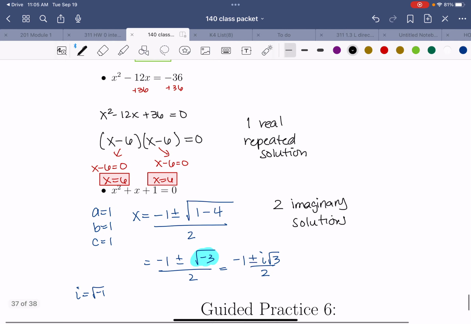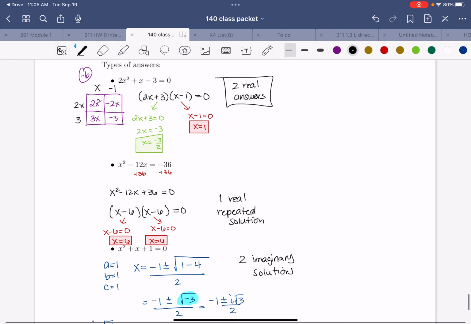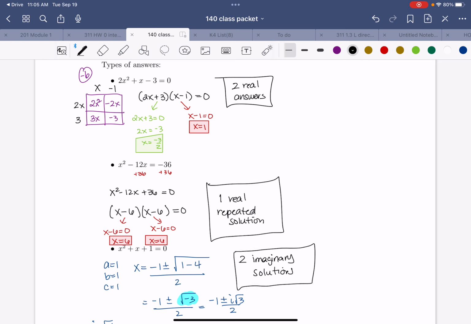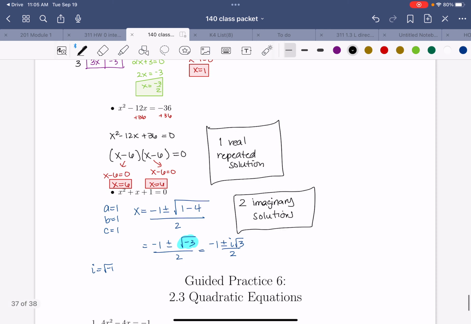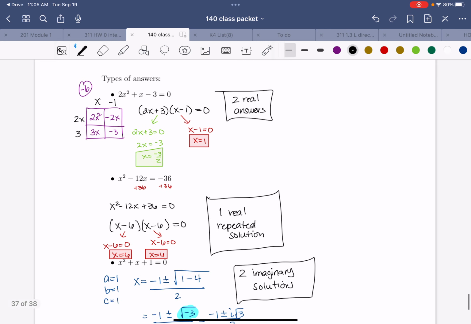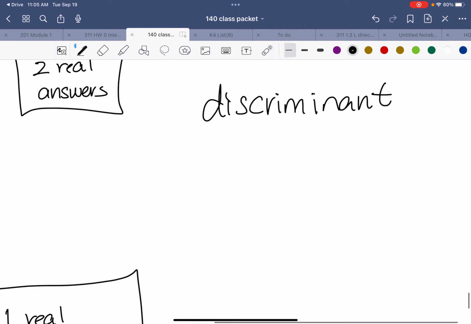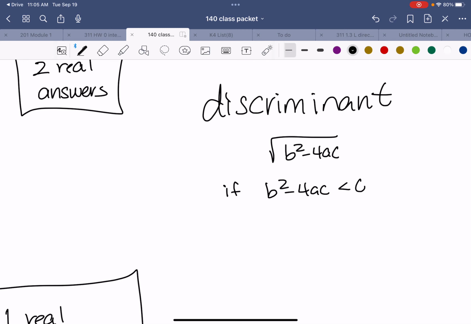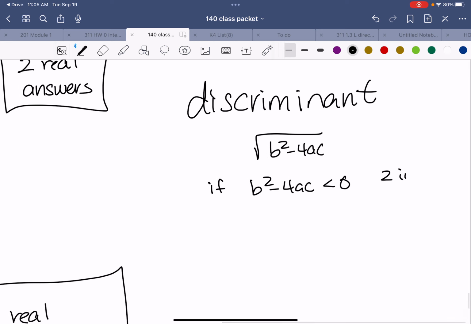Okay, so there are 3 things that are possible anytime you solve a quadratic. You can get 2 real answers, 1 repeated real solution, or 2 imaginary solutions. That's the only way it can happen. And the thing that will tell you what you're going to get is called the discriminant. It actually comes from the quadratic formula. So if you look at the square root of b squared minus 4ac, that's a part of the quadratic formula. If b squared minus 4ac is less than 0, right, it's negative, then this is the 2 imaginary solutions like we had down below.